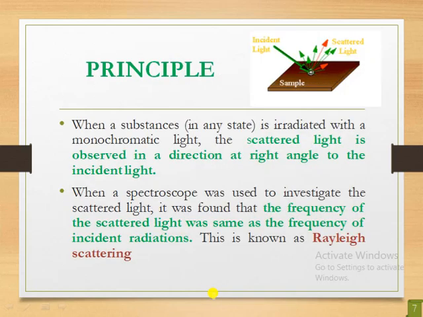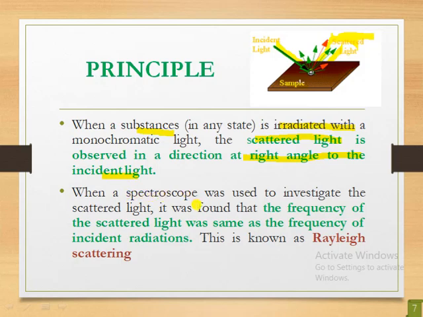Now we will see the principle. What is the basic principle of Raman spectroscopy? Here you can say this is the sample, this is the incident light, and this is the scattered light. The basic principle in Raman spectroscopy is scattering. When a substance is irradiated with a monochromatic light, the scattered light is observed in a direction at right angle to the incident light.